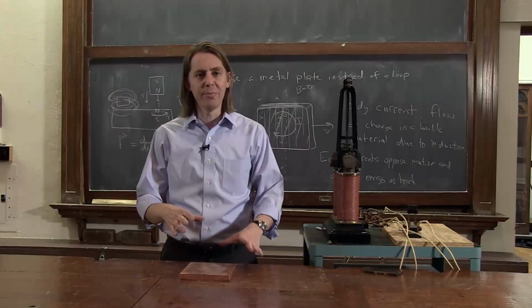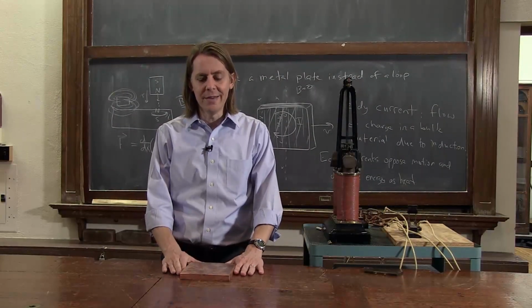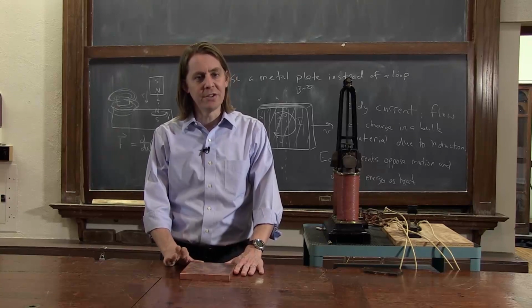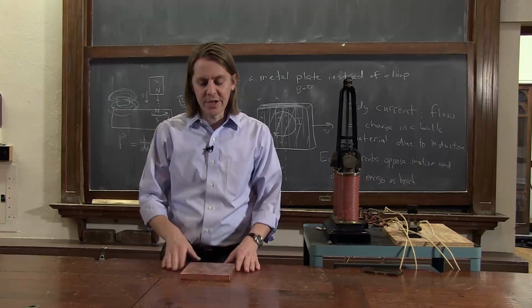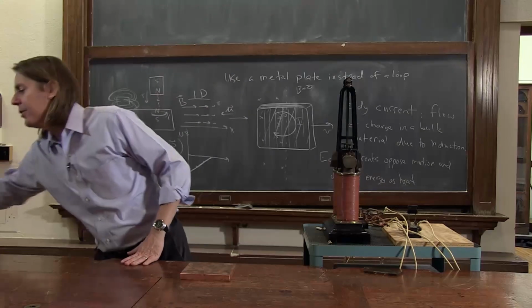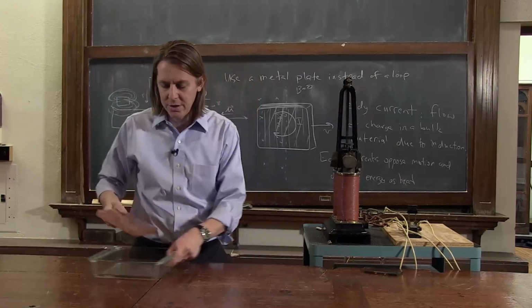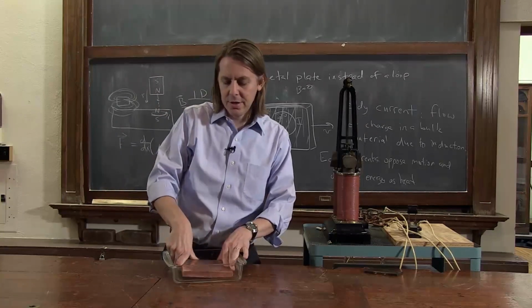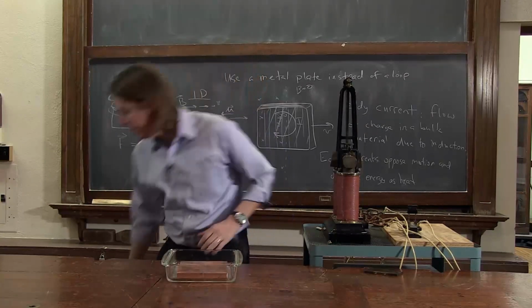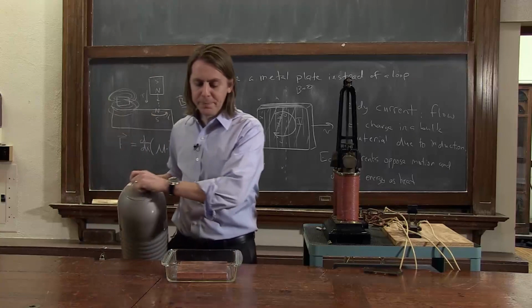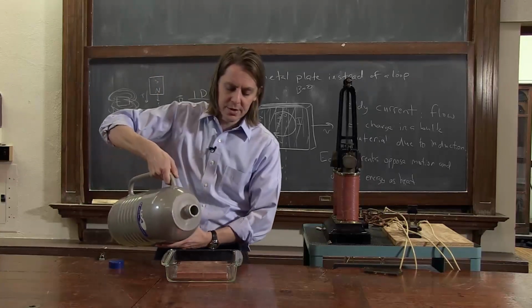So since eddy currents depend on the material's resistivity, if we can change the resistivity, we might change the effect. So what we're going to do is take our copper block and freeze it to greatly reduce its resistivity. So here I'm going to put it in this Pyrex dish, and we'll pour liquid nitrogen over it and let it cool off.